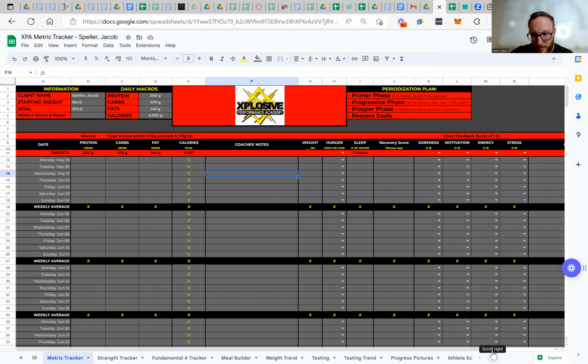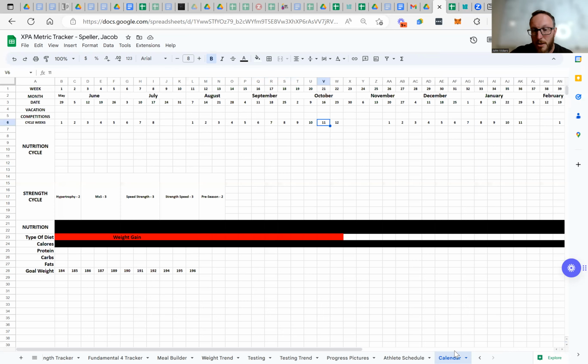Okay, so now we've got the metric tracker here. This is all set up for right now. Now we've got to break down our phases: our primer phase, progressive phase, prosper phase, reassess goals. That's the P.R.O.S nutrition method. Okay, so we're going to pull up the calendar and I've already broken some things up. So we have our strength here, which I will actually do a separate video on to break this down.